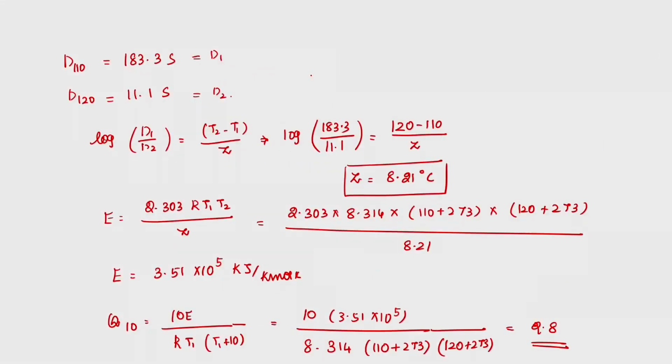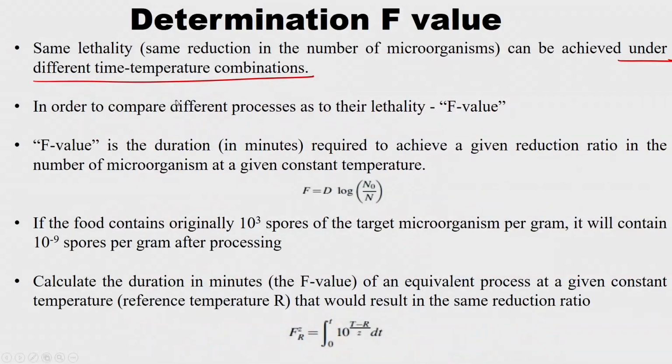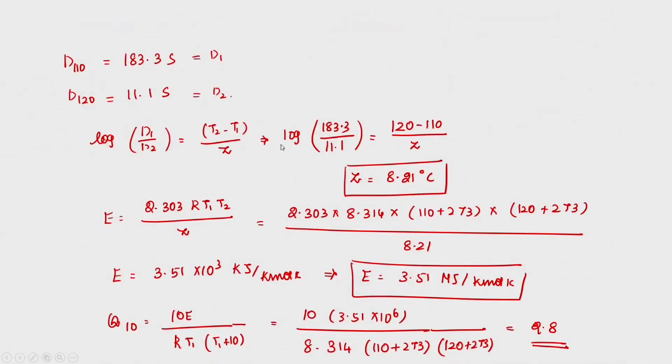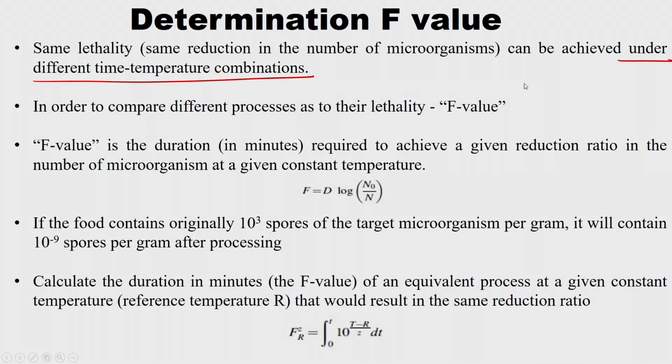For example, here if you see, if I am maintaining 110 degree, then my D value is nothing but 183.3 seconds. If I am maintaining my temperature at 120, then my D value is around 11.1 seconds, right. So, under different time temperature combinations, I can kill the same log of microorganisms. For 9 log killing, if I maintain 2 different temperatures, what would be my D value, right. So, that can be done at different time temperature combinations.